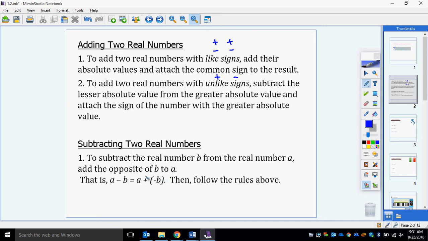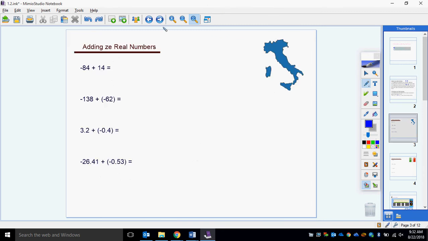And now what rule does it follow? Well, I have a positive number and a negative number, so now I'm at rule 2 here when I'm adding unlike signs. So let's put this to good use. We're going to add these two real numbers.